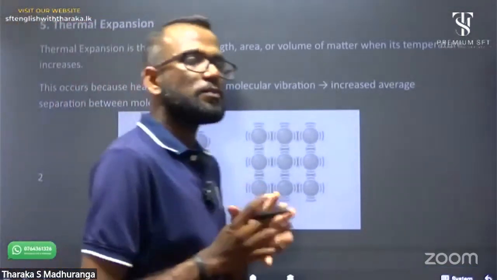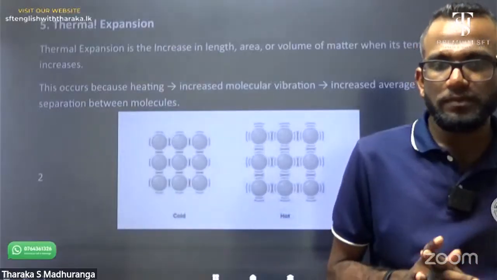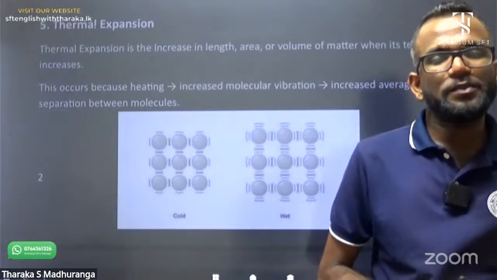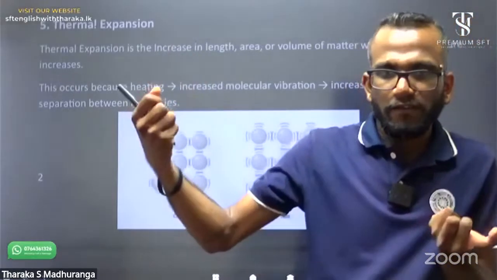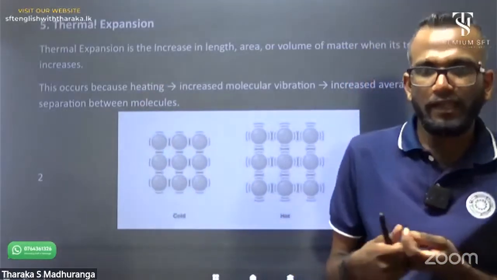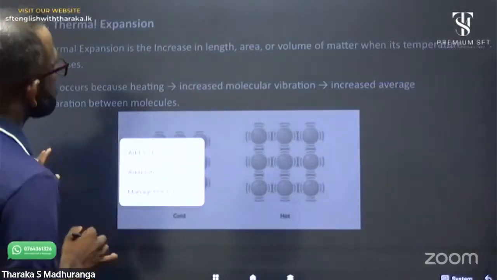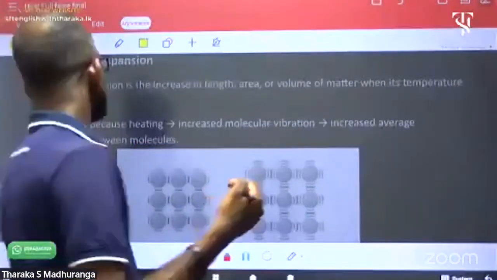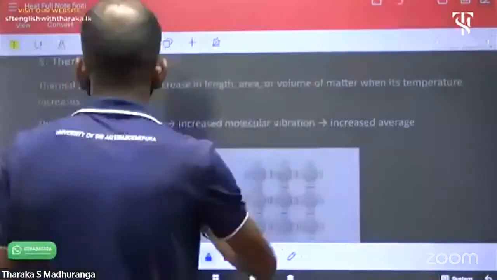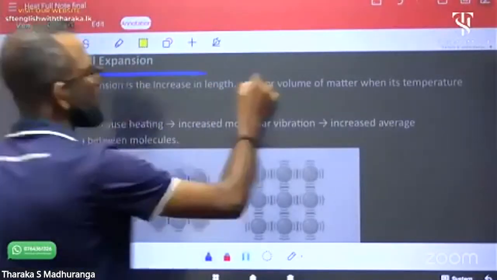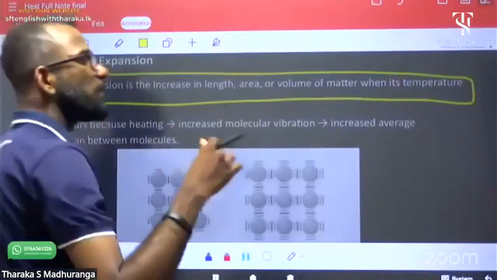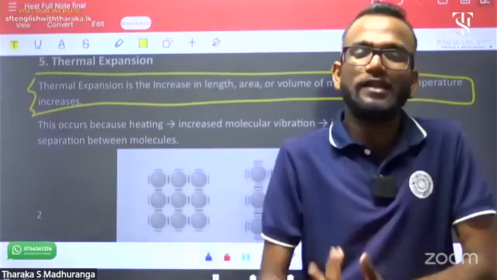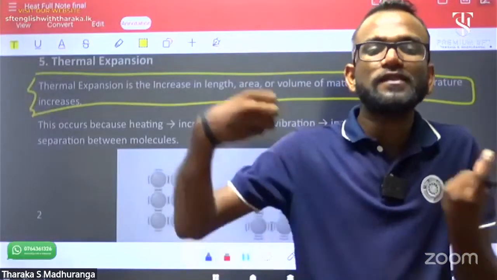Now you already know what thermal expansion means. It is the increase in size with temperature. The definition: thermal expansion is the increase in length, area, or volume of matter when its temperature increases. In other words, it is the increase in the space taken in the surroundings when the temperature of any matter increases.